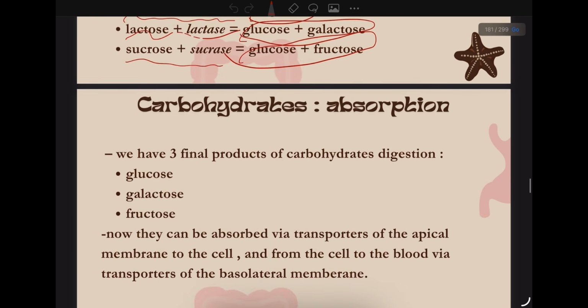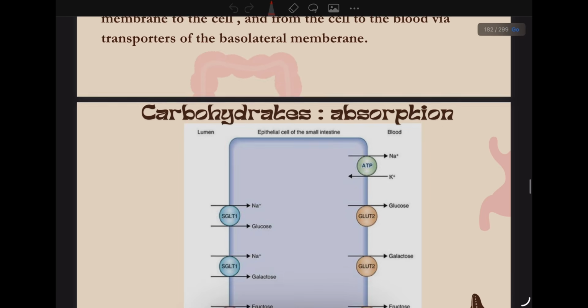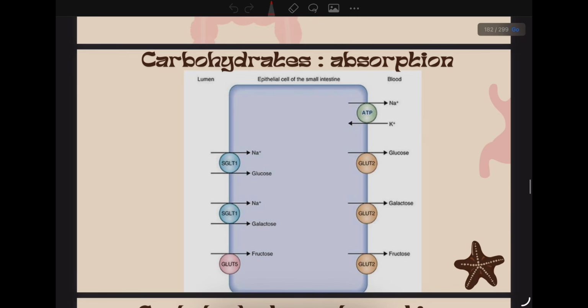Easy. Now, we have these three final products that we came up with: glucose, galactose, fructose, which are our monosaccharides. Now we can absorb them. We absorb them first into the cell from the apical surface. And then from the cell to the bloodstream, we send them down through transporters of the basolateral membrane. This is a summary of how we will do that.